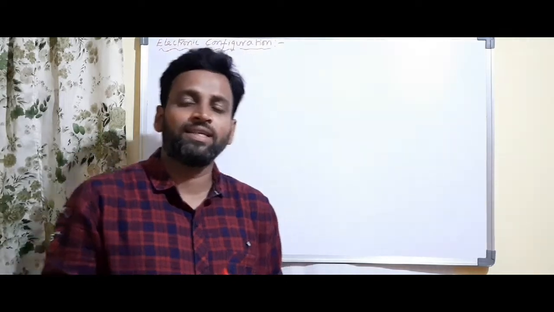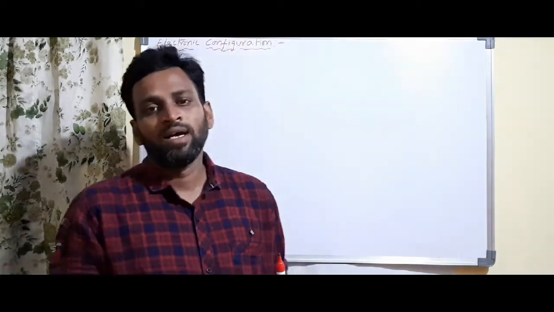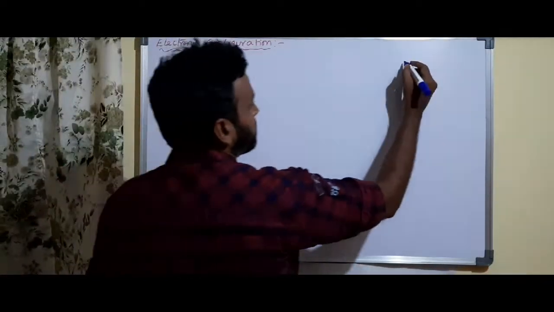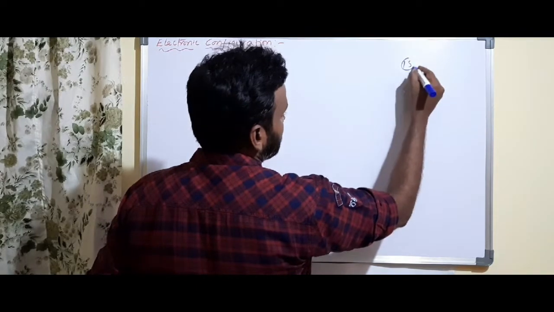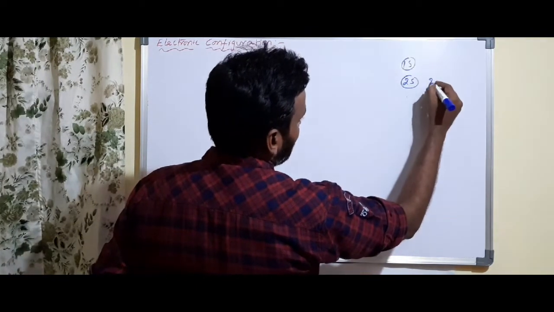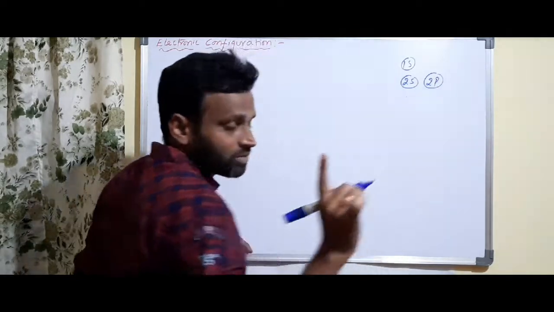Hello guys, let's start with electronic configurations. Previously we discussed the electronic configurations of a few elements, and let's see a few more elements. For that you must know this. First, I clearly gave you this: this is 1s, next is 2s, and next here you have 2p. So no need to be confused, I told you.